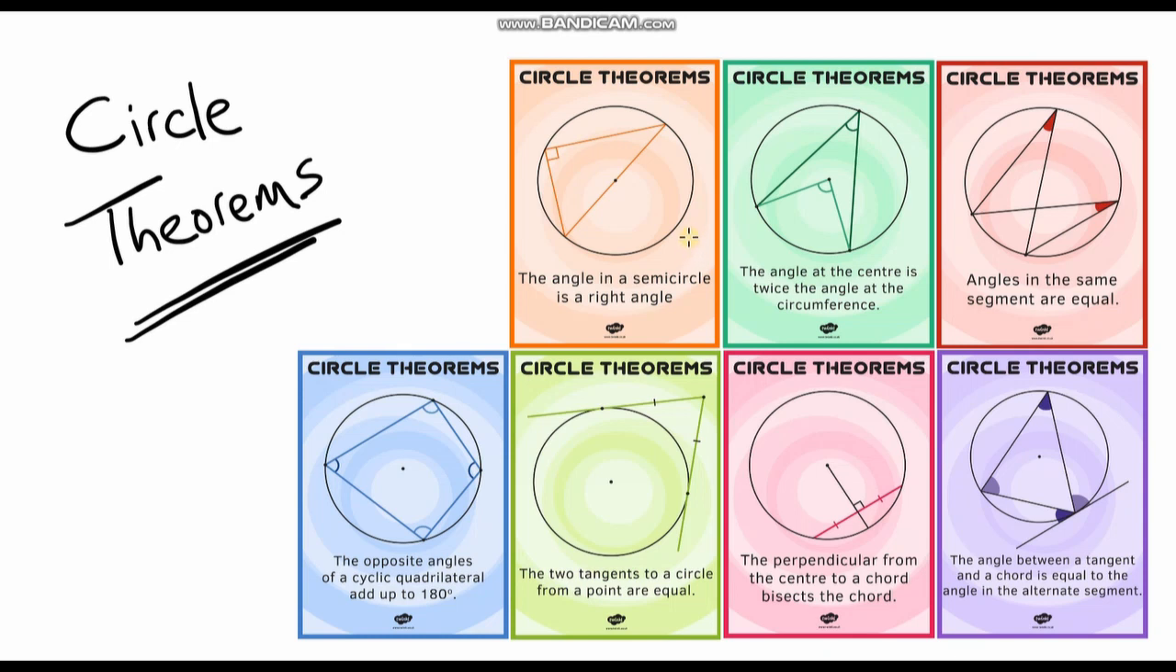Now what we're going to do in this video is use all of these circle theorems to calculate missing angles. Whenever you get a question in an exam that requires you to use a circle theorem to calculate a missing angle, you need to make sure that you give a reason for your answer, because that's what the examiner is looking for in their mark scheme. They're looking for the reasons for why you're giving your answers.